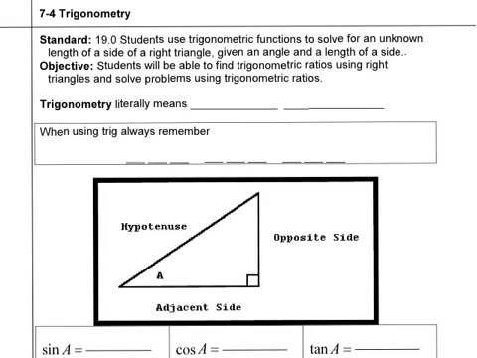Okay, 7.4, trigonometry. Objective. Students will be able to find trigonometric ratios using right triangles and solve problems using trigonometric ratios. Okay. Trigonometry, there's a whole class that you could take on this later on, but we're just doing some real basic stuff with trigonometry here in geometry.